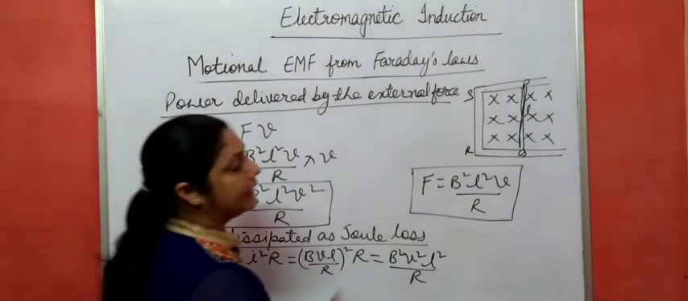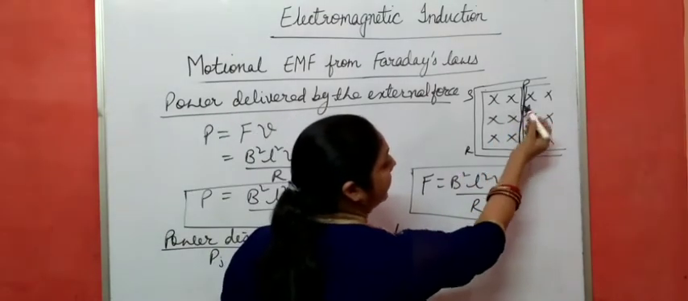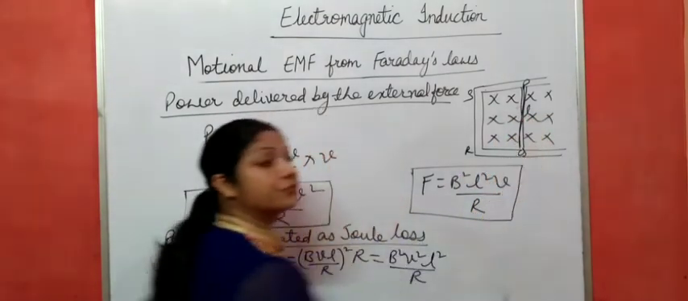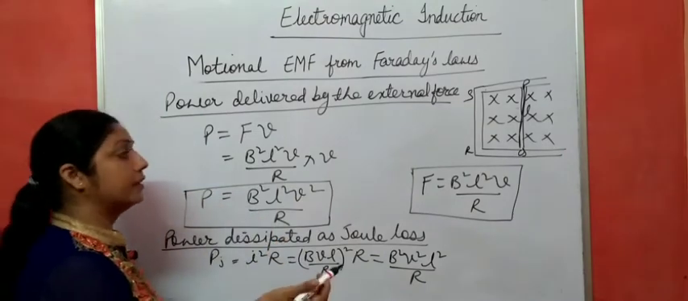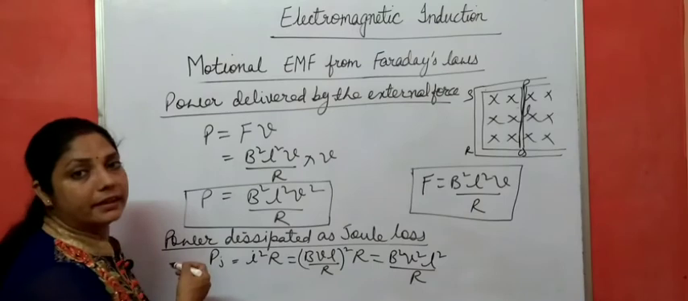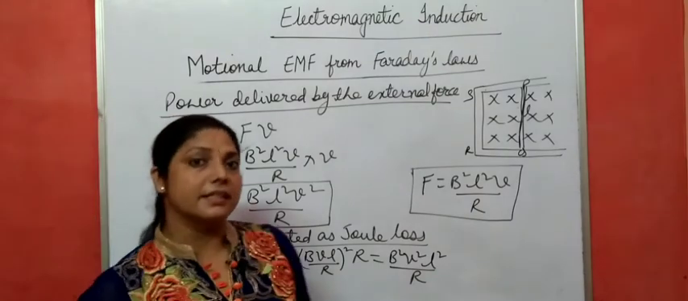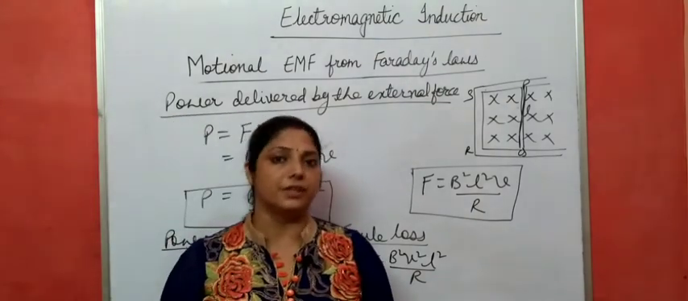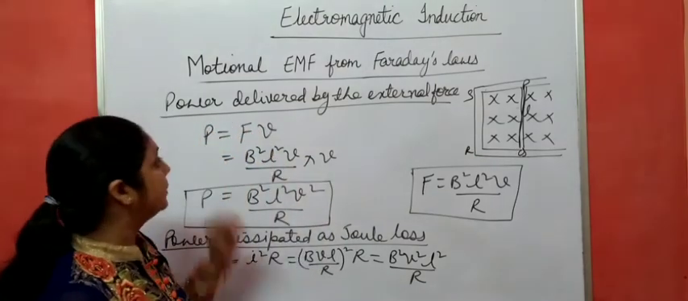Thus, the mechanical energy required to maintain the motion of this conductor is first converted into what? Induced current, meaning electrical energy, and then heat energy. This is consistent with the law of conservation of energy. These are all about this topic.